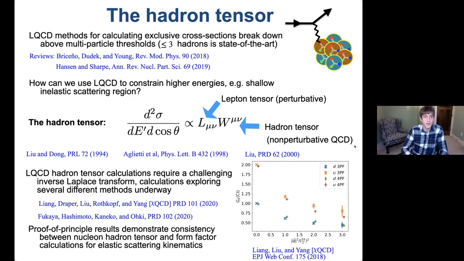Okay, and in the last few moments, I'll just mention that as you go up to higher energies, it becomes impractical to try and map out every state exclusively, but there are alternative methods involving the hadron tensor that have been developed and are being tested out, in particular by the KITP collaboration, as well as Hashimoto and collaborators, to try and get at inclusive scattering cross-sections even above these inelastic thresholds.